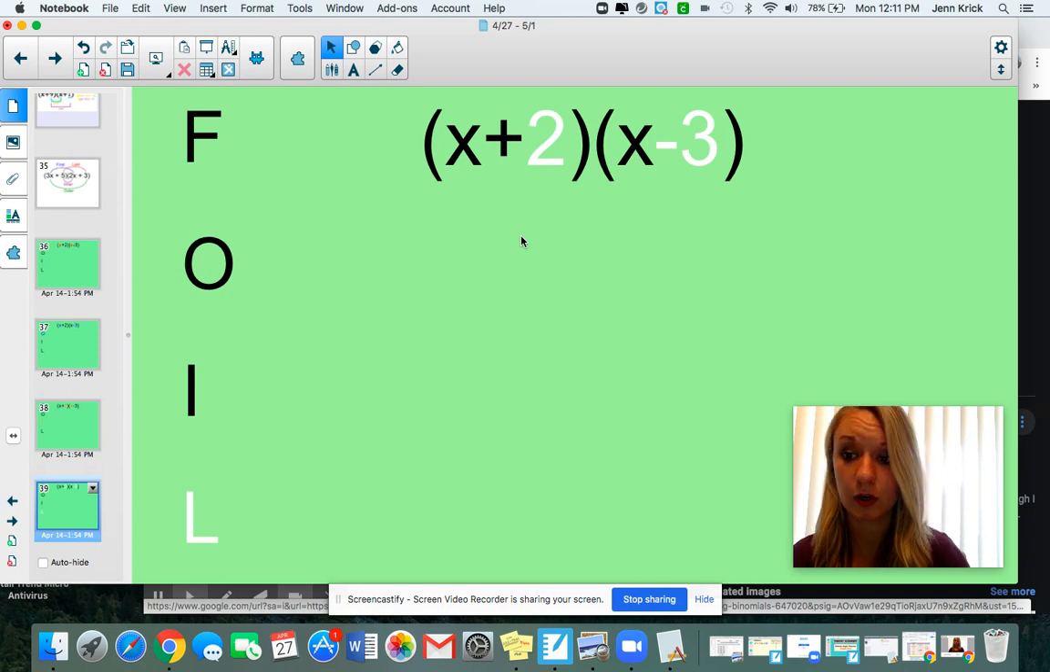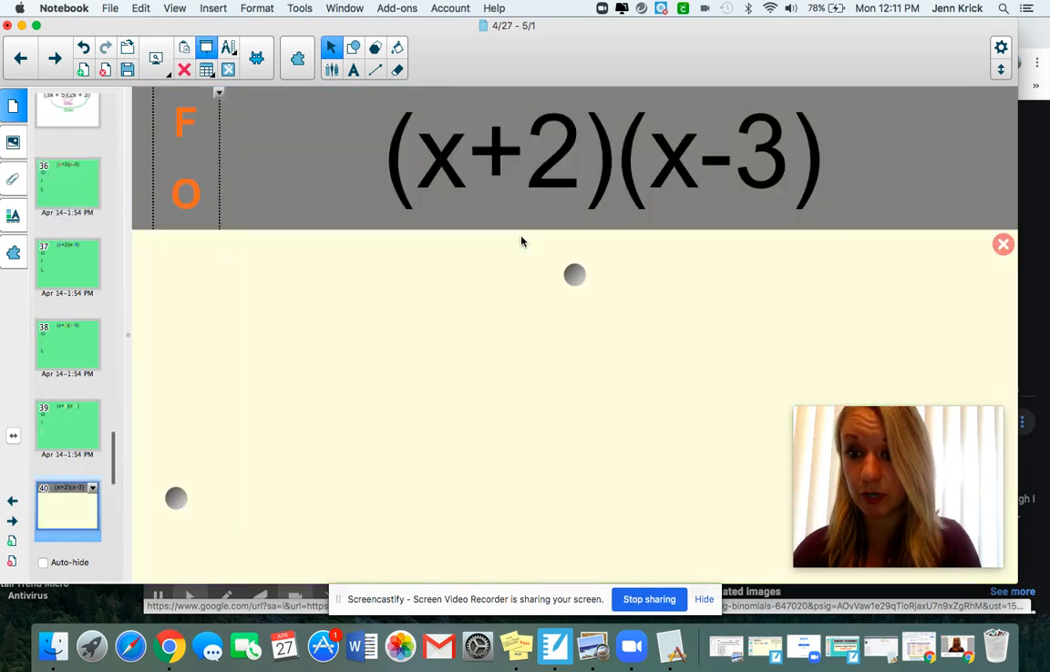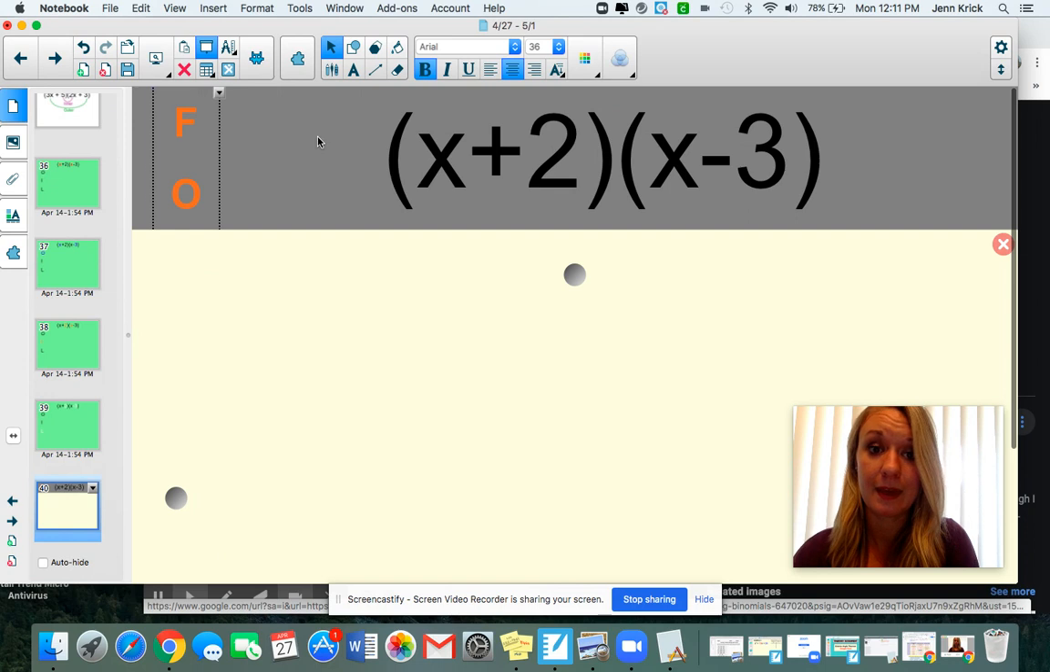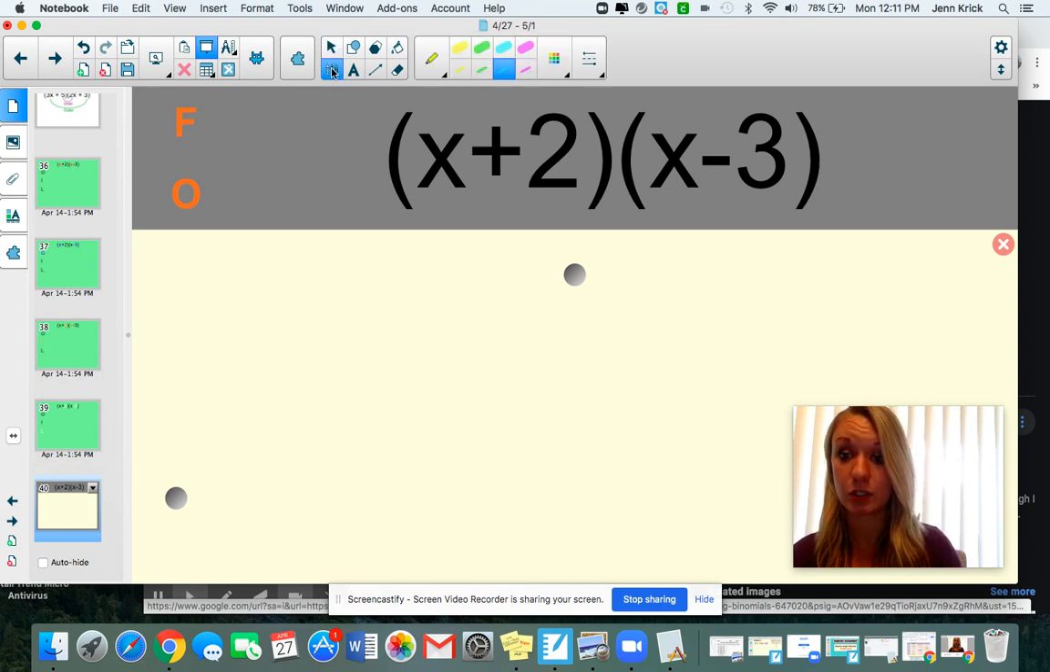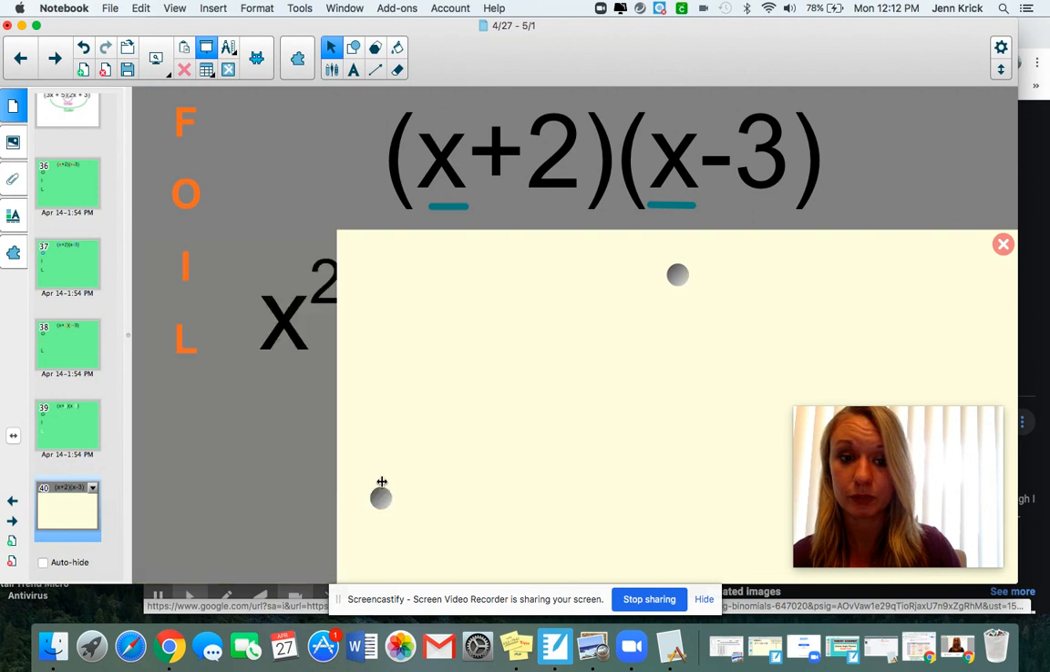So in your notebook, go ahead and write down this first example. We're actually going to go through the problem here. If I asked you to FOIL these two binomials here, let's start with F. And that means to multiply the first terms in our binomials, which is x and x. Well, I know that x times x gives me x squared. So I've got x squared.